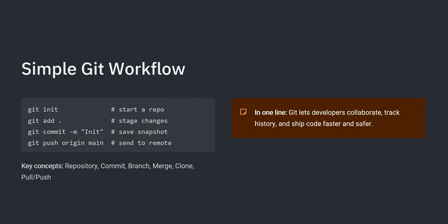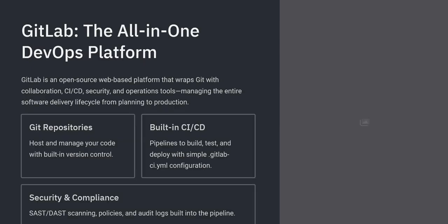And then simple Git workflows use git init, git add, and git commit. And if you want to push, you use git push origin to the main branch. The key concepts are repository, commit, branching and merging, and version control. In one line, Git lets developers collaborate, track the history, and ship the code faster and safely. We can use Git for this purpose.